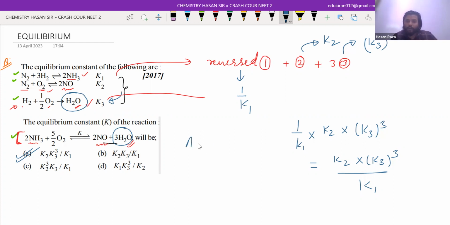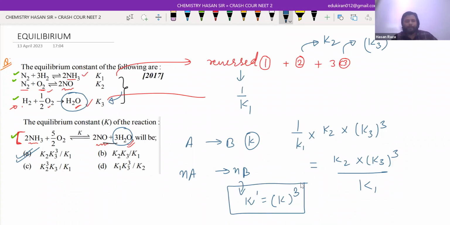And I told you, if a reaction is given like this and K is there, and if you multiply the whole equation by any number, its equilibrium constant will be the equilibrium constant of the previous equation raised to the power of the multiplied number. Here it will be n because we multiply it by n. Are you getting my point? Yes, sir.